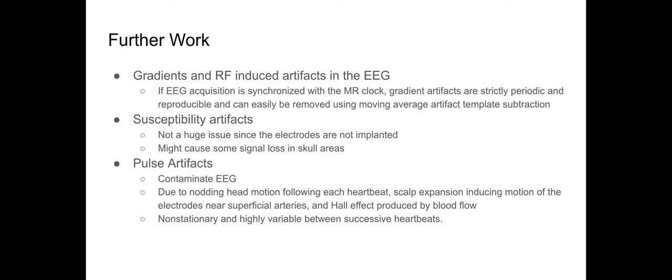Susceptibility artifacts, on the other hand, are not a huge issue because the electrodes aren't implanted, but they could cause some signal loss in skull areas. But there's not a clear-cut way to remove the artifact if it's there. And then pulse artifacts also contaminate EEG, and these happen due to biomechanical motions. So for instance, head motion after each heartbeat, scalp expansion inducing motion of electrodes near the superficial arteries, and then the Hall effect because of blood flow. All of these combined cause artifact.